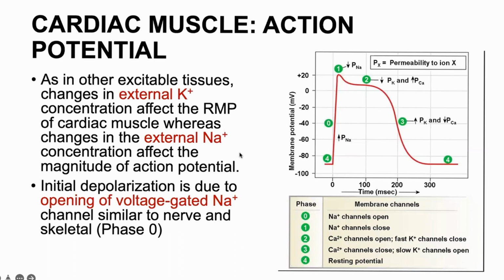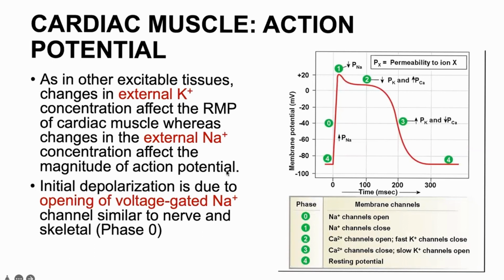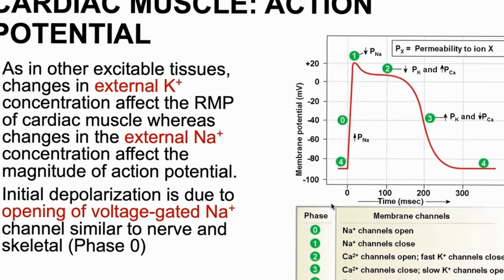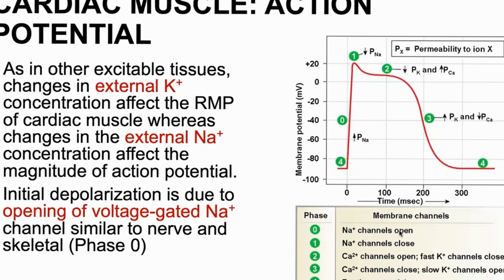So in initial depolarization, it's basically the same. You have the opening of sodium voltage-gated channels. That's basically what you have in the nerve. So in the skeletal muscle and the cardiac muscle, it's the same. You have the sodium channels that are open, and then you have the calcium channels that are open.